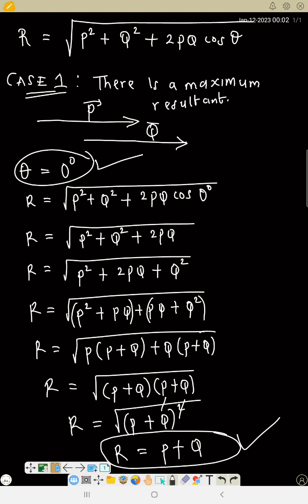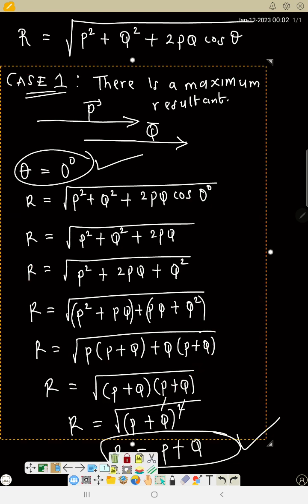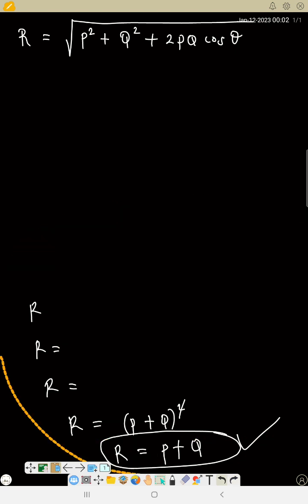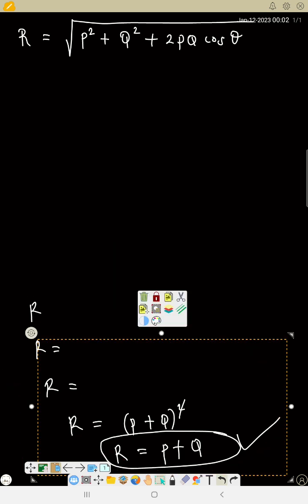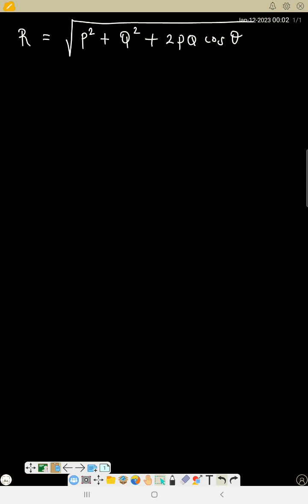Okay, so now let's say case 2. What if they are parallel and act in the opposite direction? So let's see case 2.